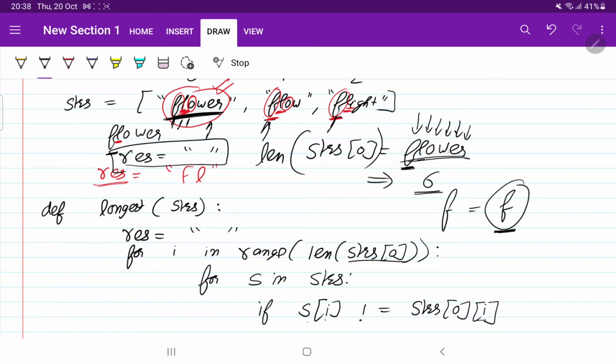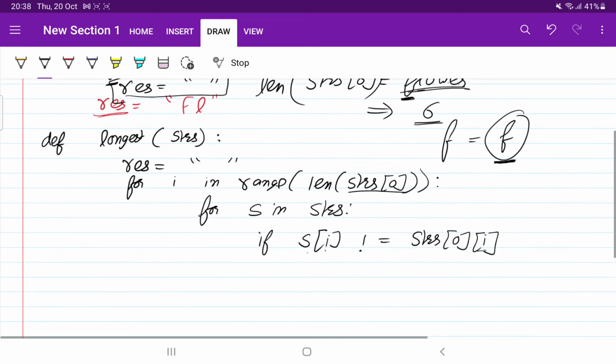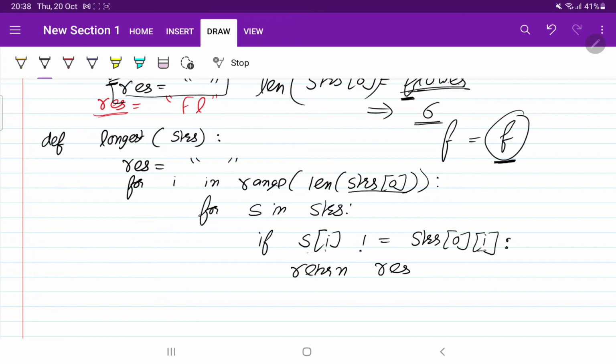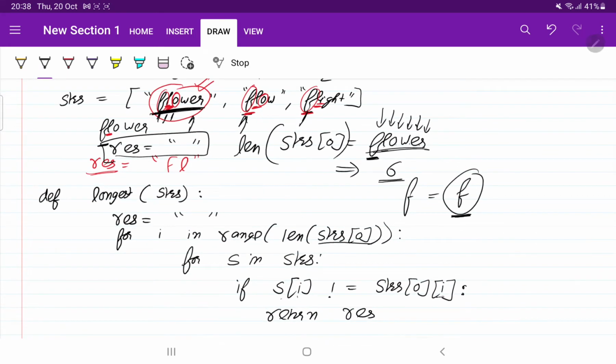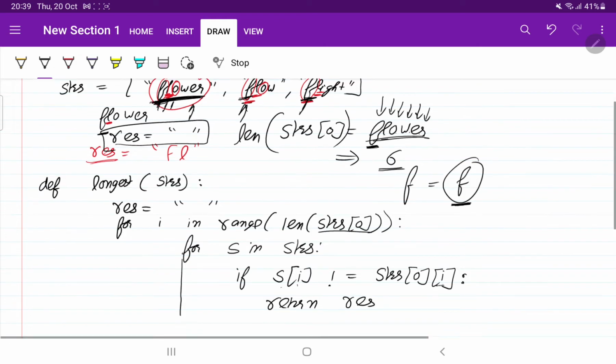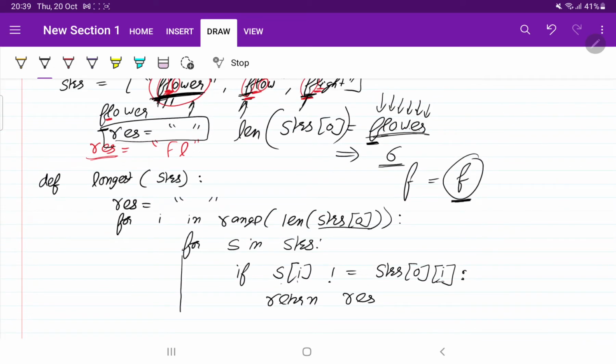Okay, if they are not matching then what we have to do is return the result. If they are not matching, at that time we will return the result. Okay, so this is done. And what if they are matching? If this for loop ends, it means we haven't entered this if condition. It means f is present in all the three.